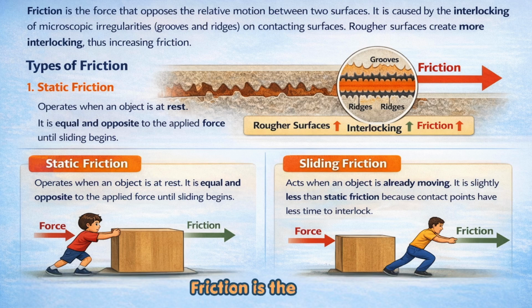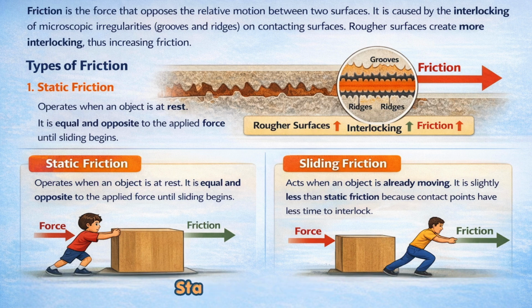Friction. Friction is the force that opposes the relative motion between two surfaces. It is caused by the interlocking of microscopic irregularities, grooves and ridges, on contacting surfaces. Rougher surfaces create more interlocking, thus increasing friction.